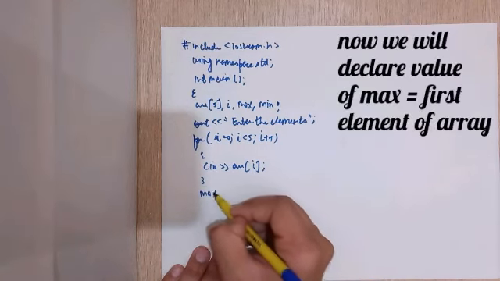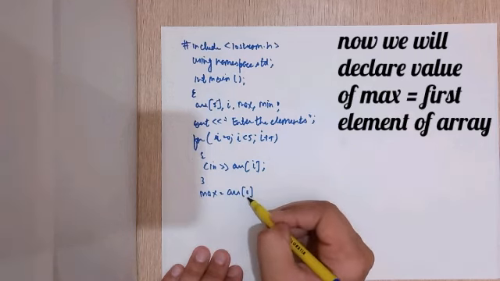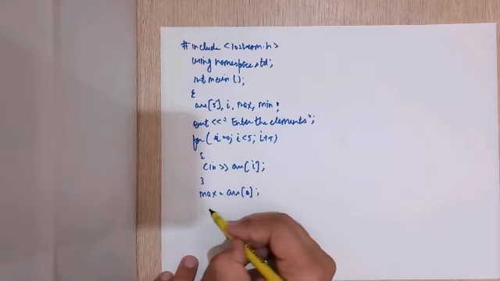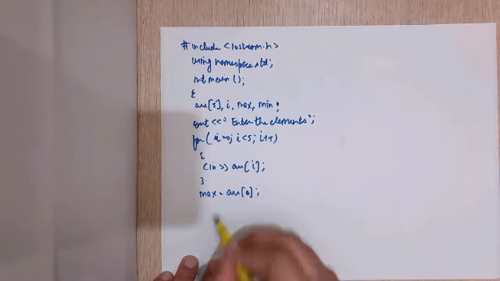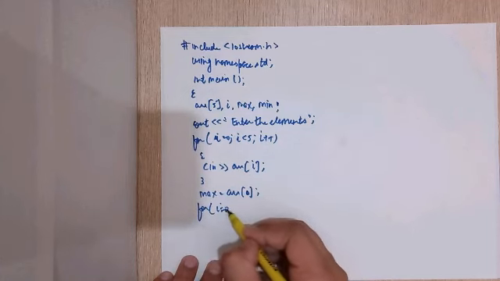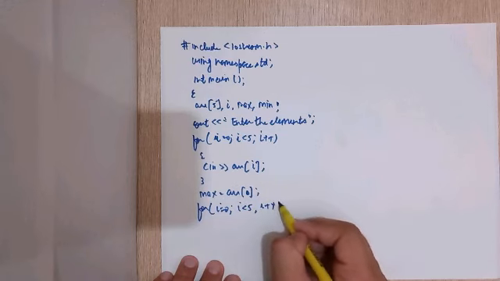Now here we will declare the value of max equal to the first element of the array, which is a[0], array 0. And here we have declared the value of max, and we will use a for loop for i equal to 0, i less than 5 and i plus plus.